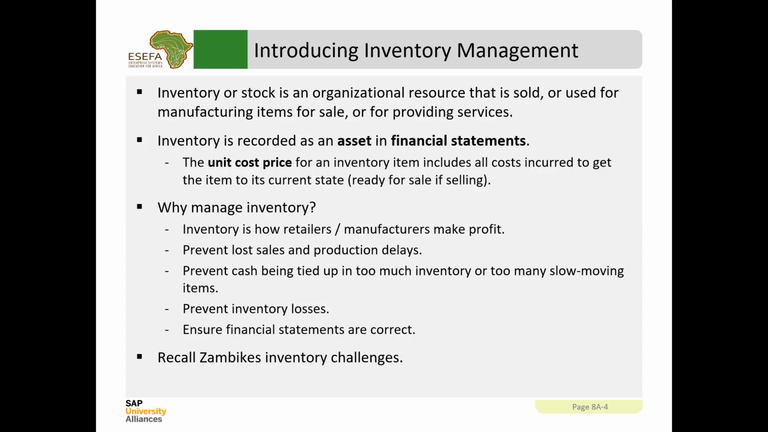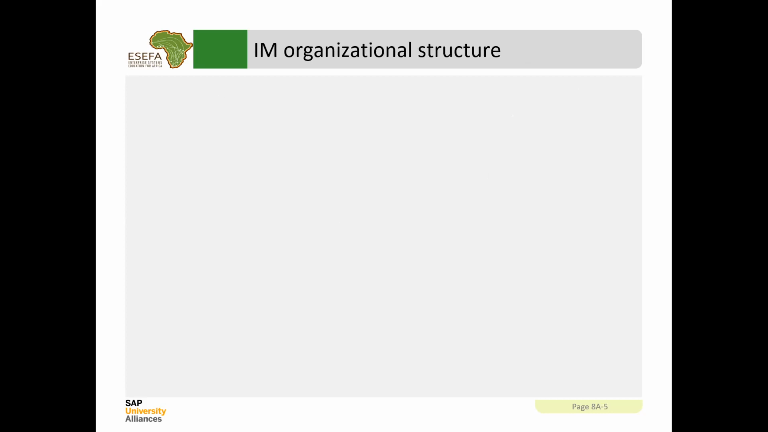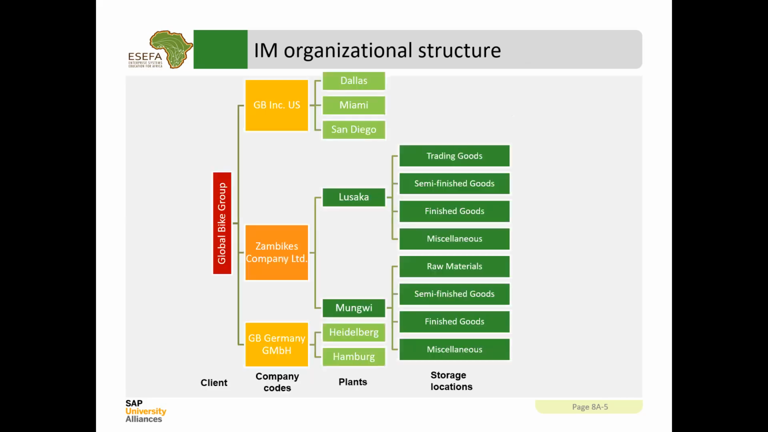So if an inventory is lost, then money is lost. So there's a financial implication to it. So definitely we have to manage inventory. So we're going to look at the design bike case study at the organizational structure level.